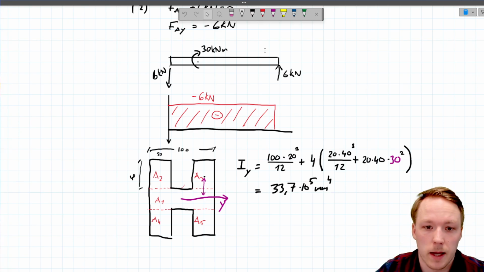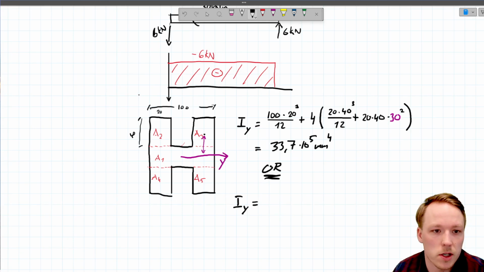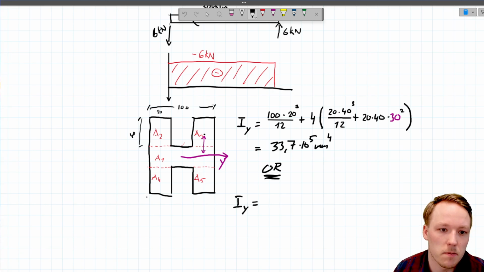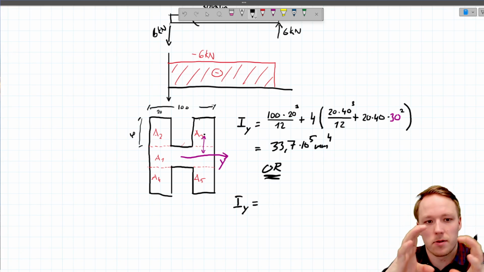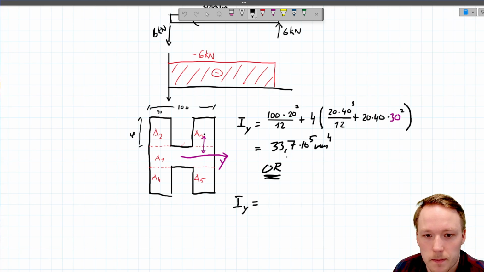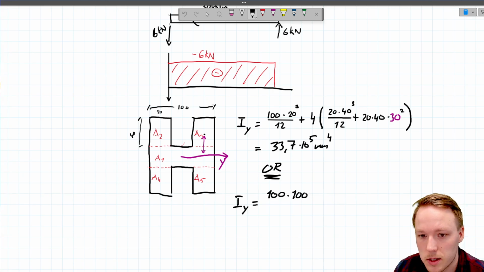the alternative way to calculate this one, or we can calculate this IY also this way. So we first calculate what would be the second moment of inertia of this profile if it was a complete solid rectangle. So it would be 100 millimeters width, the height would also be 100 millimeters, power to 3 divided by 12.